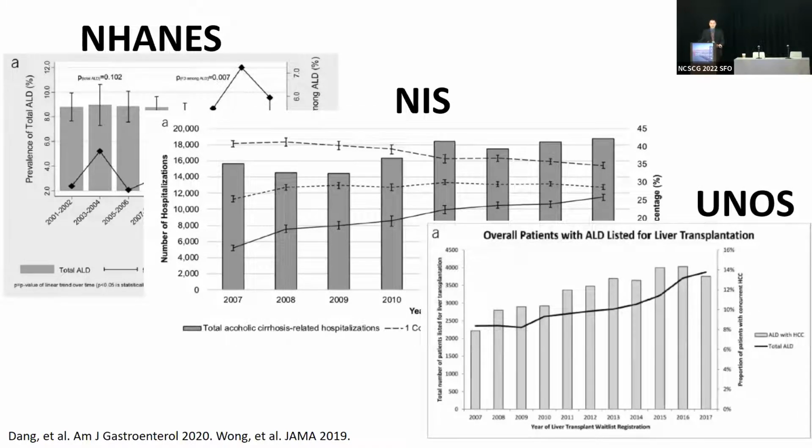And again, same trend that we saw. The solid line represents total ALD patients listed for liver transplants, and the bar graphs represent those with ALD-related HCC. So the narrative and story that we're showing is early stage, late stage, and very end stage, we continue to see over time sicker and sicker patients with alcoholic liver disease. And that's really a concerning trend.